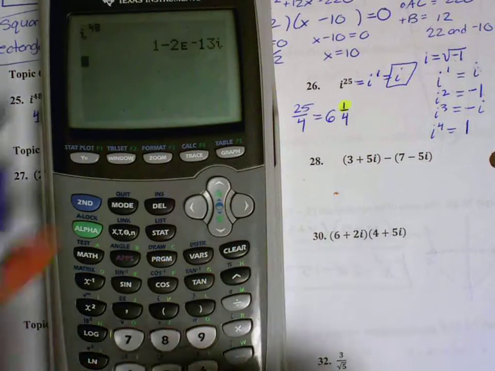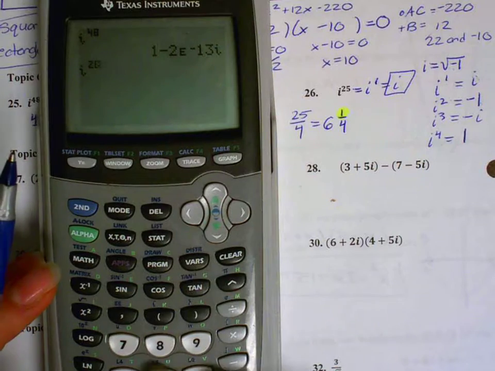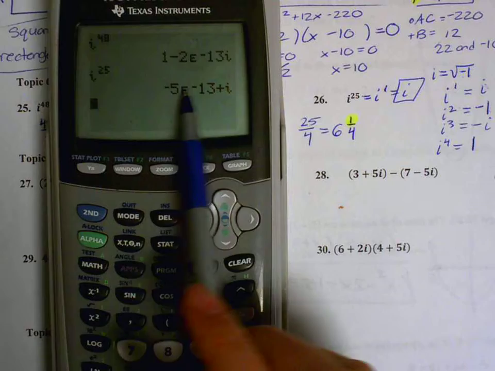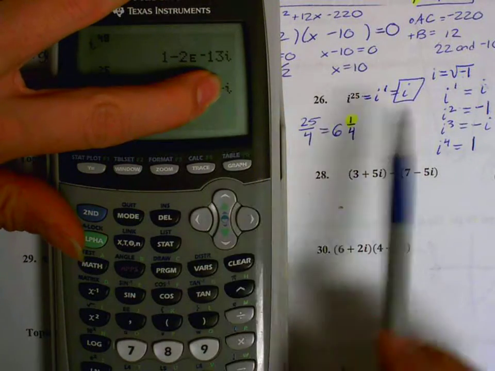Same thing with this one. If we put in i to the 25, again, I get this messy thing, but I'm going to ignore this piece. This is my close to 0 piece, and I'm going to say it's just i.